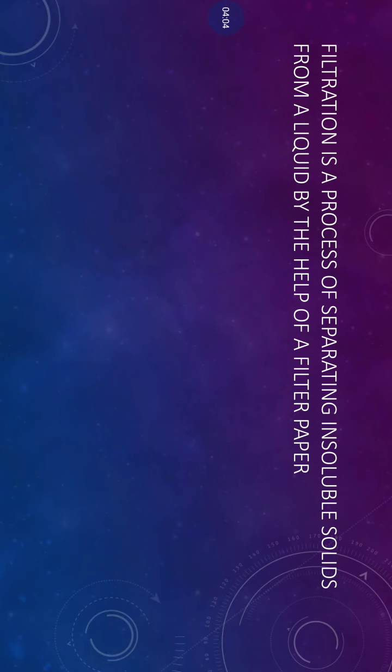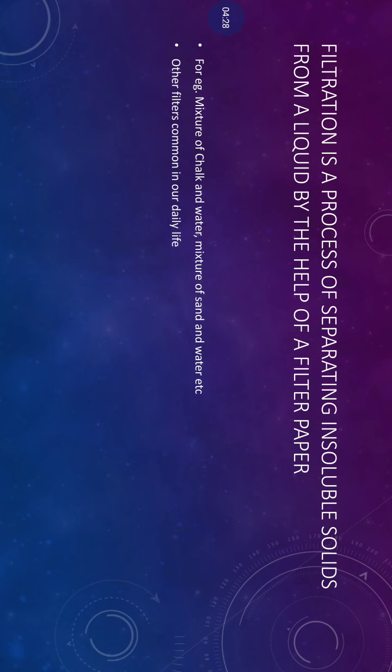Now we discuss more about filtration. First of all, filtration is a process of separating insoluble solids from a liquid with the help of filter paper. Some examples are a mixture of chalk powder and water, a mixture of sand and water, etc. In these, the solids are insoluble; rather, they are suspended in the liquid.